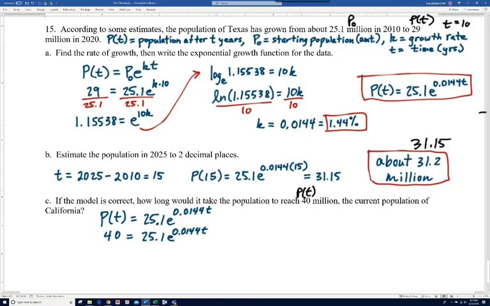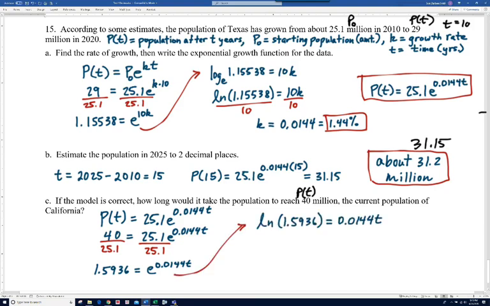So P of t is 40, and so we'll plug that into our growth function, and then we'll do a lot like we did on the previous slide, and really like the last problem, or problem A. Let's go ahead and divide both sides by 25.1. We're going to get 1.5936 is equal to e to the 0.0144t power. And when we change to log form, it'll be the natural log of 1.5936 is equal to 0.0144t.